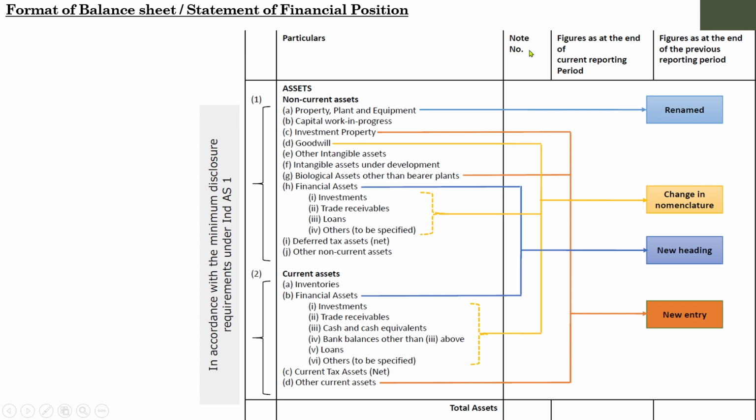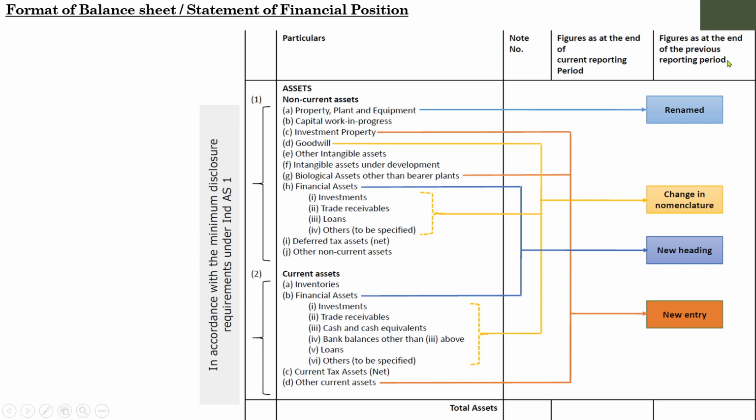Particulars. After that, a small column, note number. After that, figures as at the end of the current reporting period. Simple meaning, the current year value of that item. If it is an asset, then show the current year value of the asset. Another column, figures as at the end of the previous year. That means the value of the asset or liability that is shown in the previous year. So this is the current year balance and this is the previous year balance. And in almost all the cases in the question you will be given only the details of the current period.